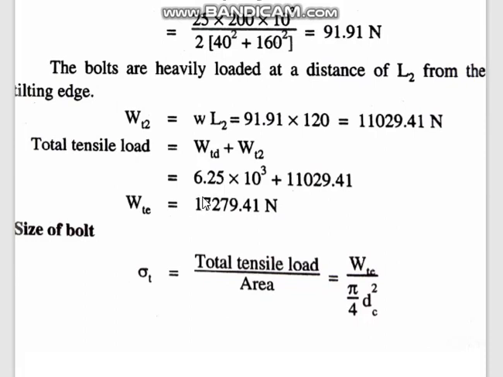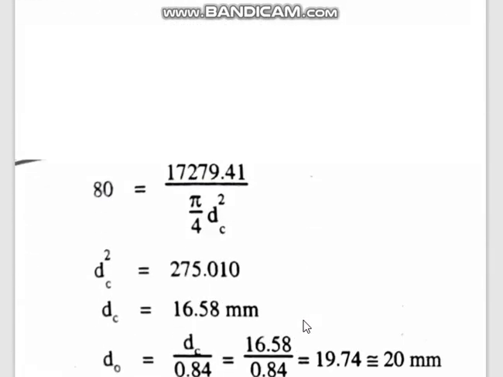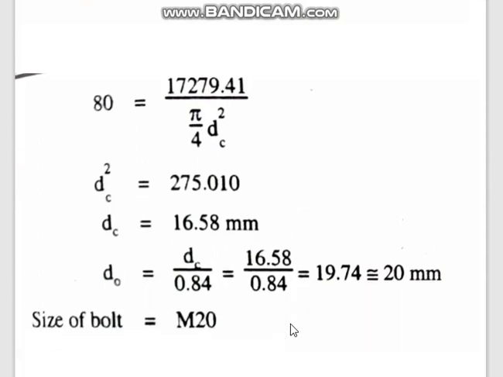Now you have come here, the total tensile load, you add these two. One is 6250, another is 11,000. So 6,000 plus 11,000, you will get 17,000. Now the size of the bolt. For finding this, you will have sigma t equals load upon area. The load is this load you have to take, 279.41, upon area, pi by 4 dc square.